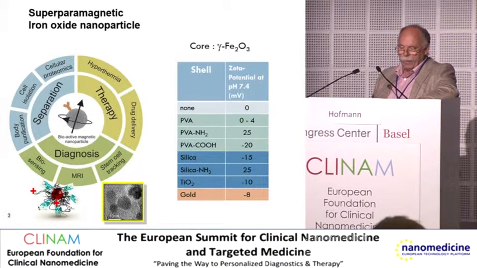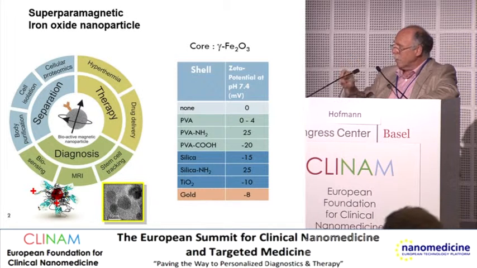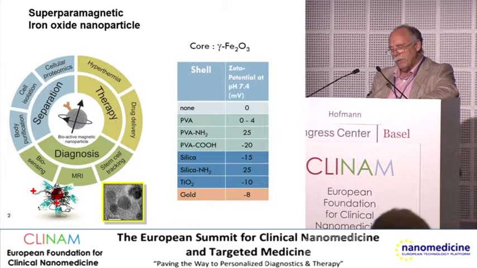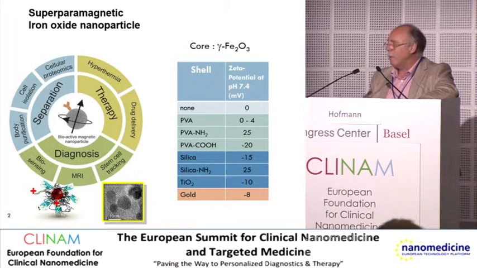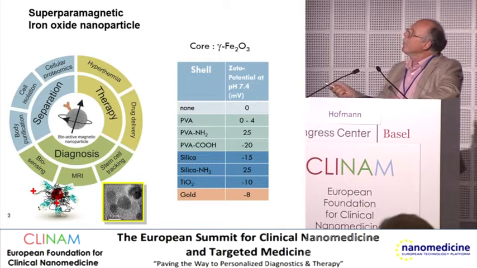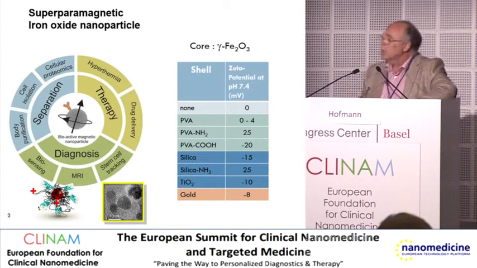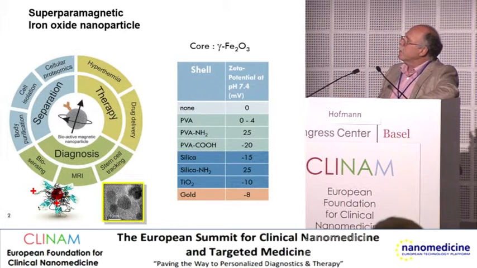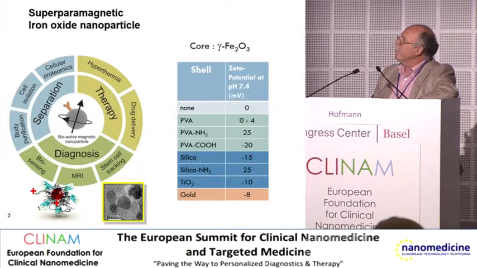That means what we have here is a system where we always have the iron oxide core, and we can always use magnetic forces to do separation. We can use MRI to follow the particle in the body. So we use the iron oxide as a tool to investigate the coatings. You also see the charge of these different particles. They can be in the area of neutral, at pH 7, or they can be positive or negative, depending on the coating.